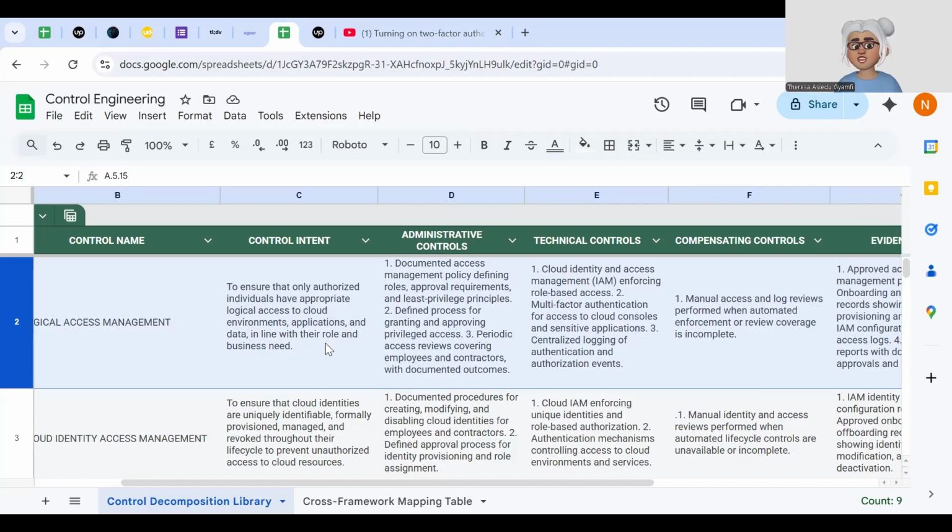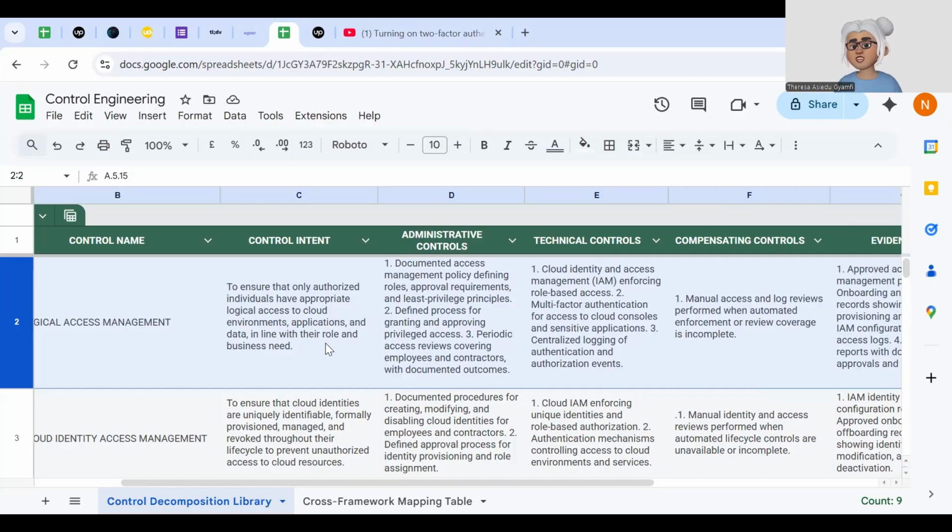And then under our technical controls, we have multi-factor authentication for access to cloud consoles and sensitive applications. So once again, accesses are being protected. It's not just username and password, but we are taking it a step further to ensure that indeed the authorized users are the ones accessing resources on the cloud platform.